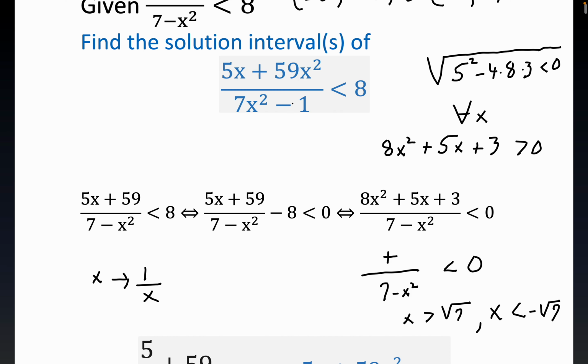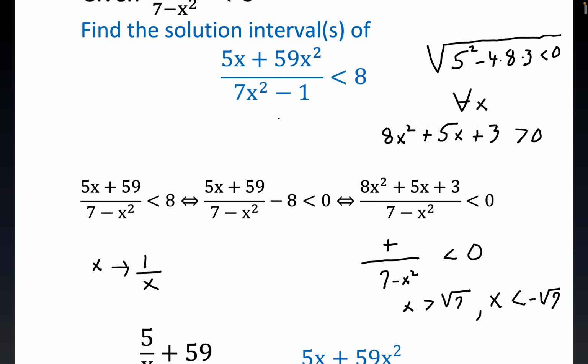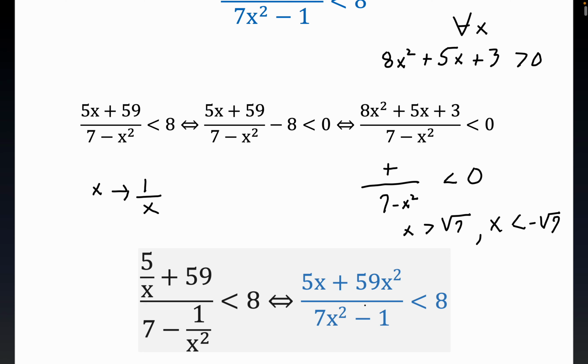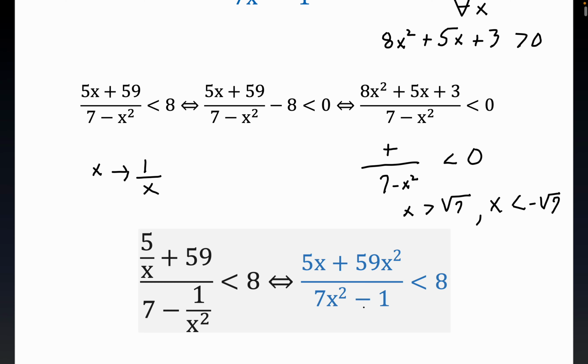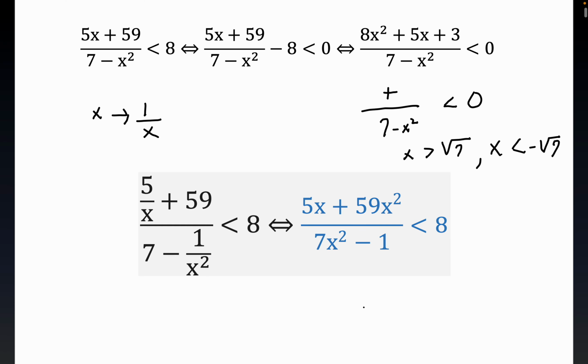Remember, we want to find the solution intervals of this. Well, that's why I kept it in blue right here. So what do we know? Well, we know that without even analyzing, this statement is equivalent to this statement with x replaced by 1 over x, right? And so what does that tell us? That tells us that 1 over x has to be greater than root 7, folks.